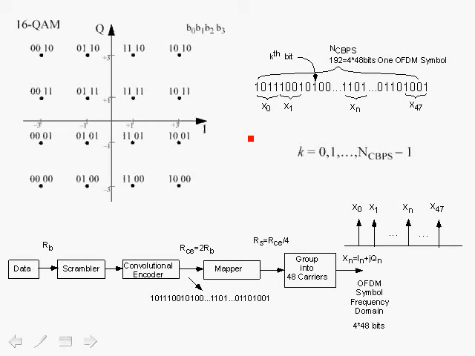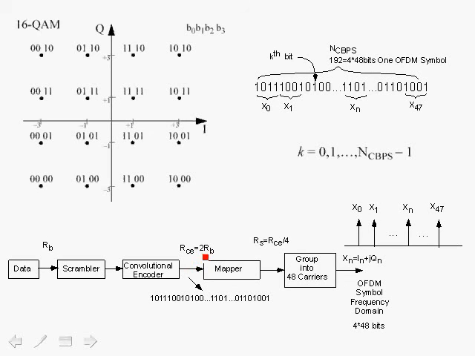Let's review the generation of an OFDM symbol, in this case for 16QAM. Here we have a data source which generates bits at a rate of R sub b bits per second. The bits are input to a scrambler which randomizes the bits. The bits are then input to a convolutional encoder, in this case, for example, a half-rate encoder. The convolutional encoder adds redundancy to the information bits such that at the receiver a Viterbi decoder can use the redundancy in the bits to actually correct for errors introduced by the channel and the decoding process.